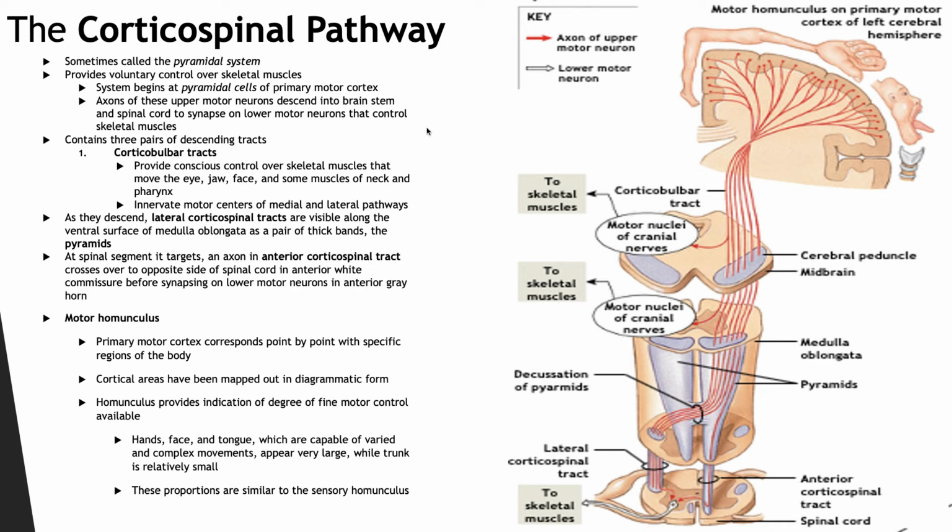The proportions of the motor homunculus are quite different from those of the actual body because the area of the primary motor cortex devoted to a specific body region is proportional to the number of motor units involved in the region's control, not to the region's actual size. And for this reason, the homunculus indicates the degree of fine motor control available. For example, the hands, the face, and the tongue are all capable of varied and complex movements, so they appear large. In contrast, the trunk is relatively small, and these proportions are similar to those of the sensory homunculus.